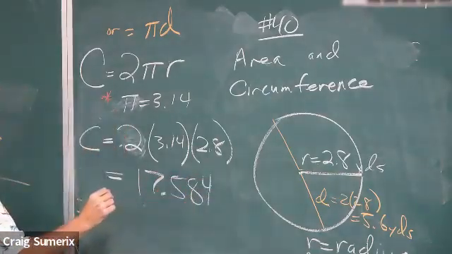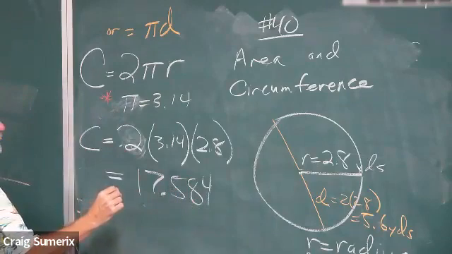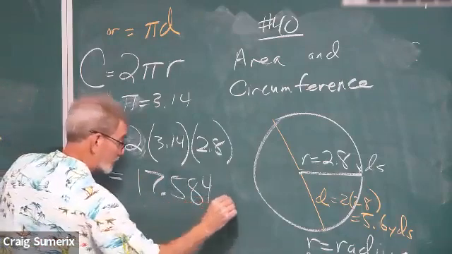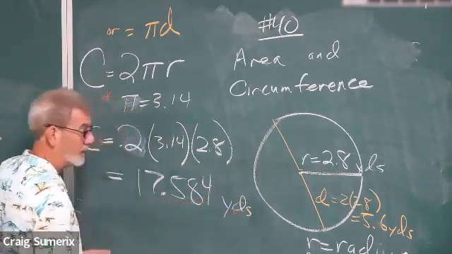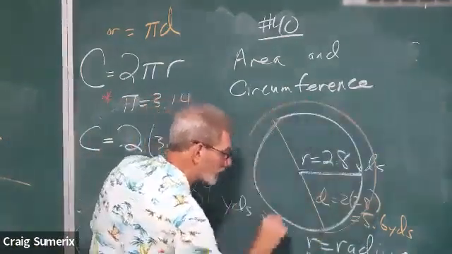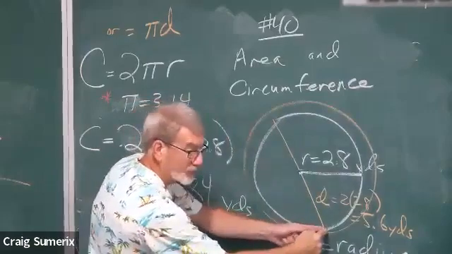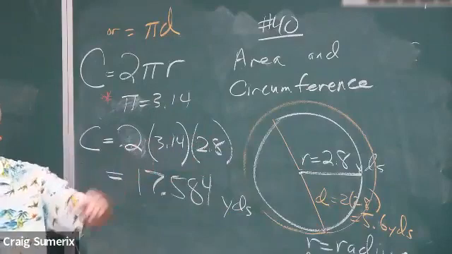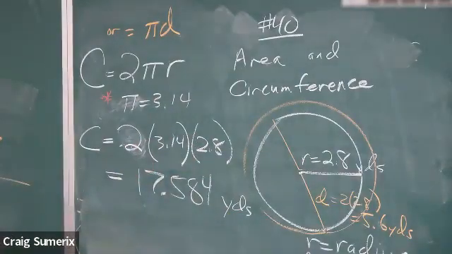What's the label? Is it yards or is it yards squared? It's just yards. Why? Because I'm starting here and I'm walking around the outside. Basically, I'm taking the circle, breaking it, and pulling it out flat. Just one dimension. So it's just yards.